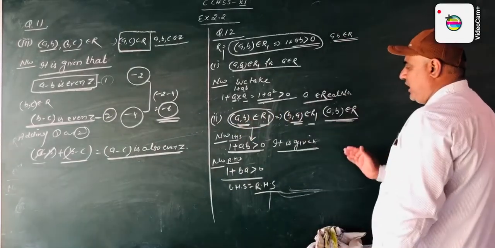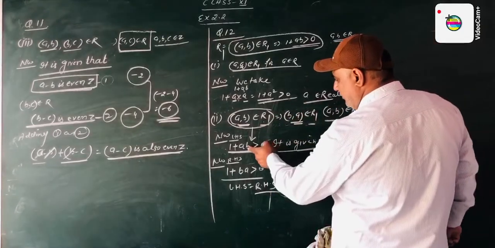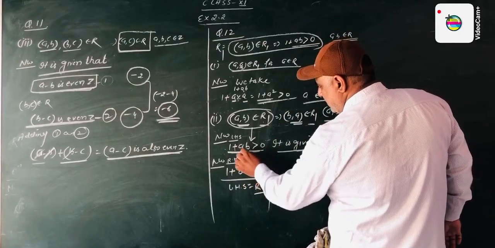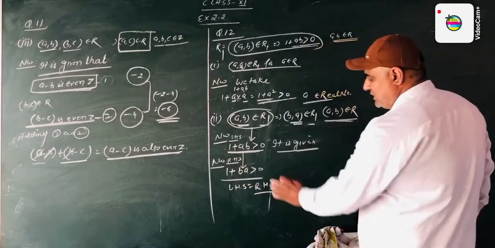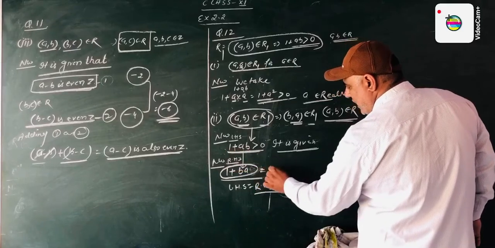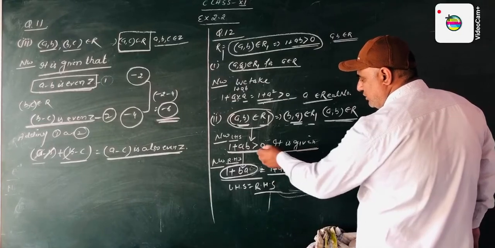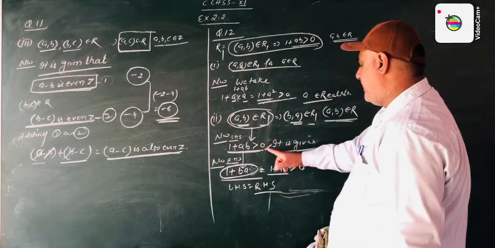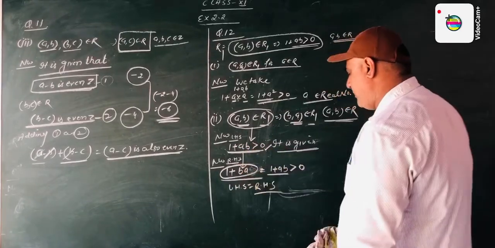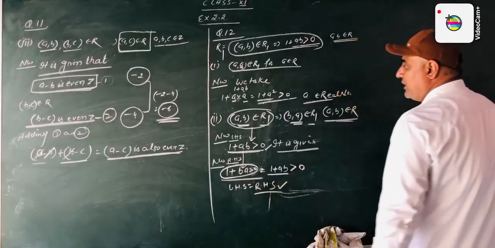If we put the value of B in place of A and A in place of B in this relation, then we get the result 1 plus BA. This is also a similar result to this. We write this as 1 plus AB or BA. Both are the same. Then this is also greater than 0 because we have already been given that 1 plus AB is greater than 0, then this result 1 plus BA is also greater than 0. Then the left hand side is equal to the right hand side, hence proved.